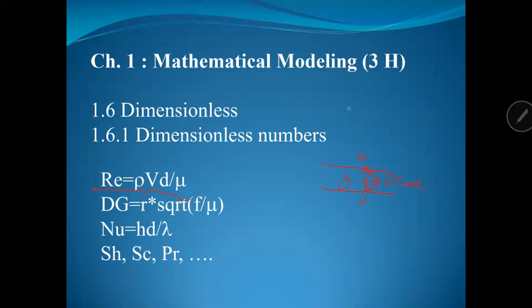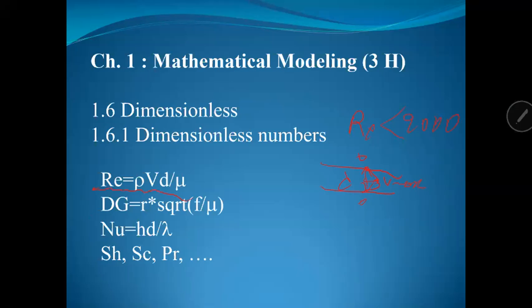rho V D over mu, Reynolds, what does it tell us? For water, if it is below 2000 we have laminar streaming. If Reynolds is greater than 2000 we have turbulent streaming, turbulent flow. Laminar flow or turbulent flow: for water the threshold is 2000, for another kind of liquid the number is different for Reynolds. Understood? Okay. Did you understand what Reynolds is? Yes.